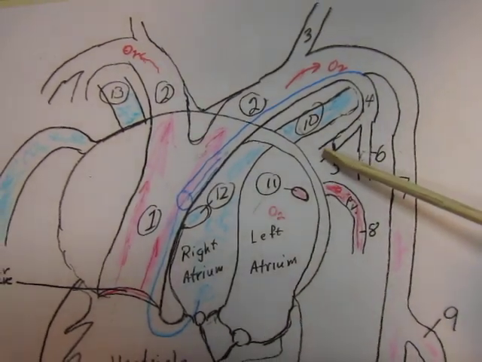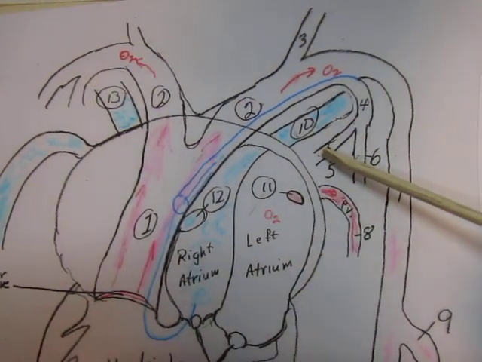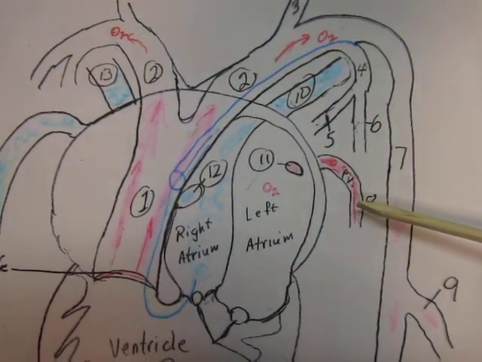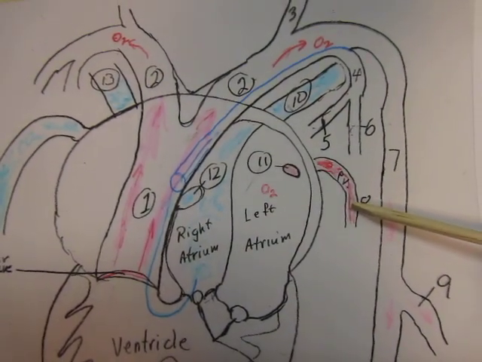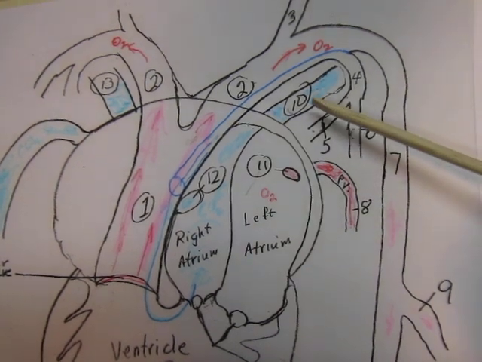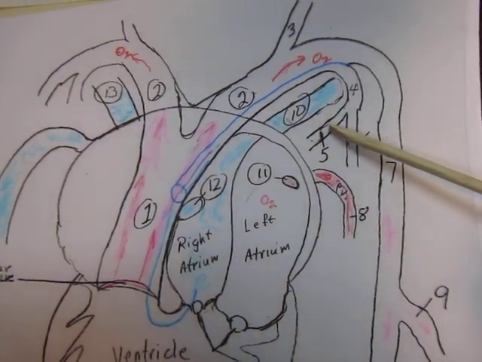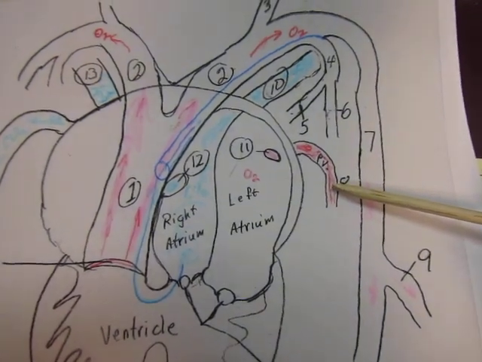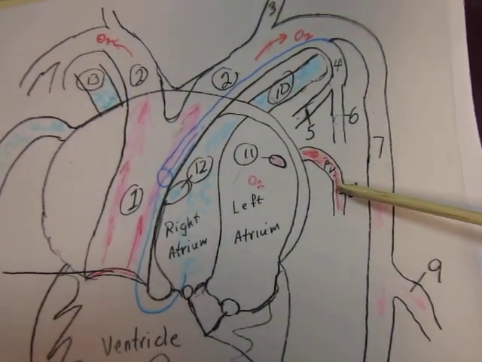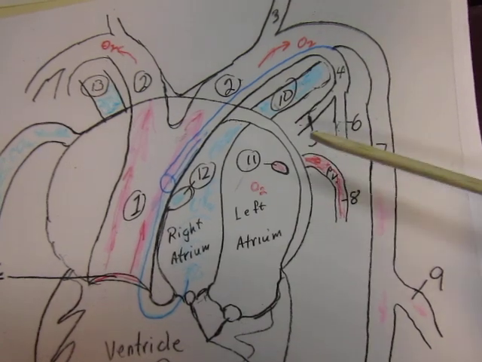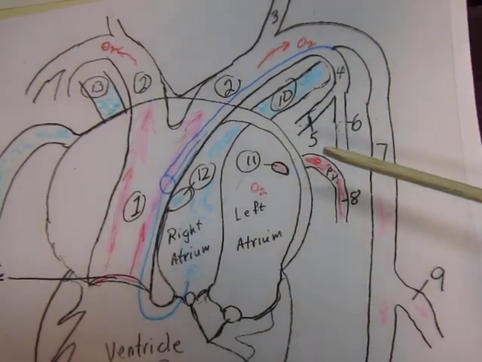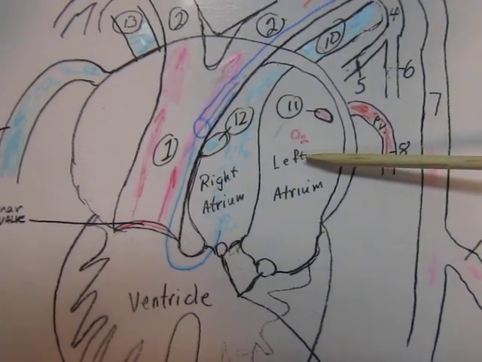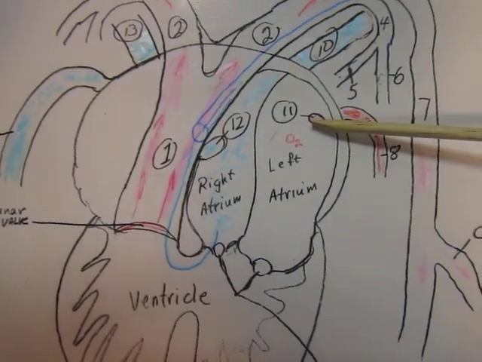Now you remember in the lungs, it picks up oxygen and gets rid of carbon dioxide and returns to the heart through this pulmonary vein. This is an artery carrying deoxygenated blood. This is a vein carrying oxygenated blood. It brings it back to the heart. There's a left pulmonary vein and a right pulmonary vein that bring blood back to the left atrium. It enters here into the left atrium.